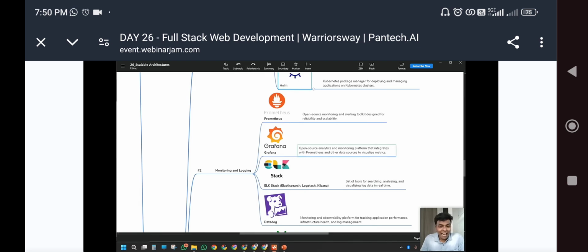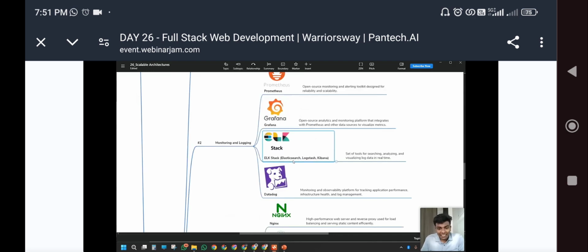While talking about the second category, monitoring and logging, here we have Prometheus. Prometheus is somewhat popular, an open source monitoring and alerting toolkit designed for reliability and scalability. If there is any problem with the architecture or network you have created, it will monitor it and alert you. That is what Prometheus is for, and Grafana is there, and the ELK stack.